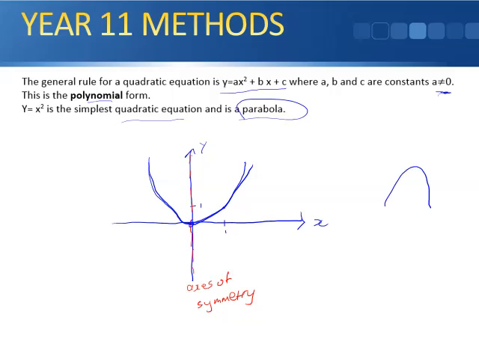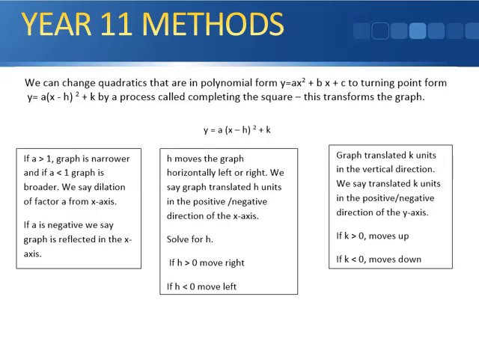The vertex of this graph is right there where it changes, and of course this one here is 0, 0. Then of course we can change this by going inside here, making it steeper or making it wider like this. Okay, so we'll be looking at those.